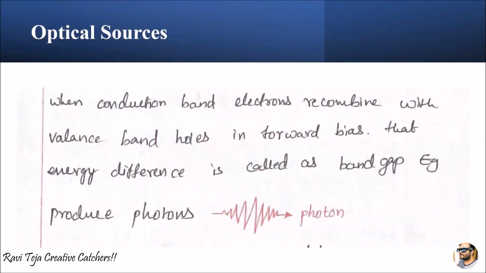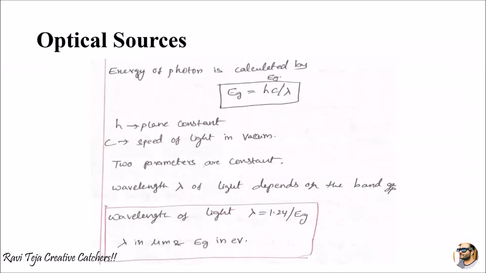Now, how do these optical sources behave? When conduction band electrons recombine with valence band holes in forward bias, there is an energy difference, which is considered as the energy band gap. This band gap produces photons. You already know photons, right? Photons are nothing but a kind of light energy. The energy of the photon is given by Eg.